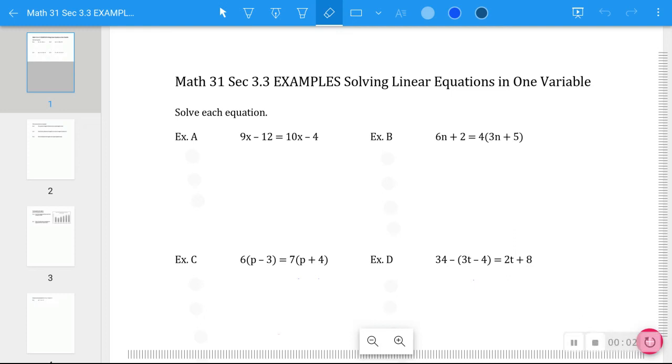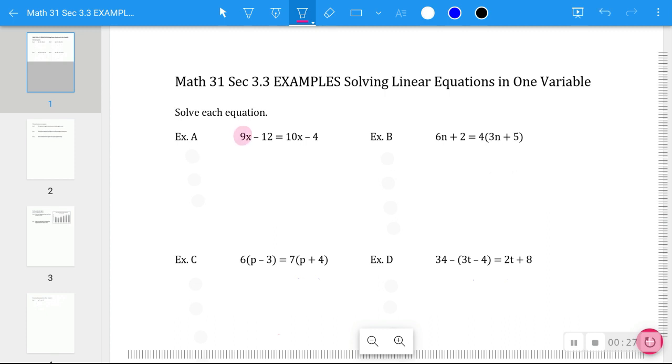Okay, this is Math 31, Section 3.3, examples of solving linear equations with only one variable at a time. Okay, in example A here, what we have is variables on both sides of the equation. And before we can simplify that, we have to gather those variables on one side and the constant numbers on the other side. So let me show you what we have to group.